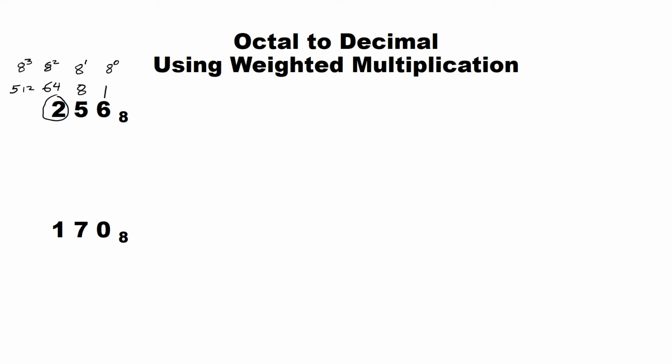Anyway, let's see what this number is. I have a 2 times 64. 2 times 64 is 128. So this 2 is really 128. I have a 5 in the 8's place. 5 times 8 is 40. And I have a 6 in the 1's place, so that's just a 6. If I want to convert this number to base 10, I just add all of these up, and that gives me 174 in base 10. So the base 10 equivalent of this octal number is 174.